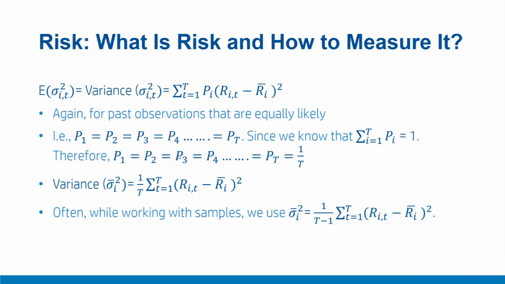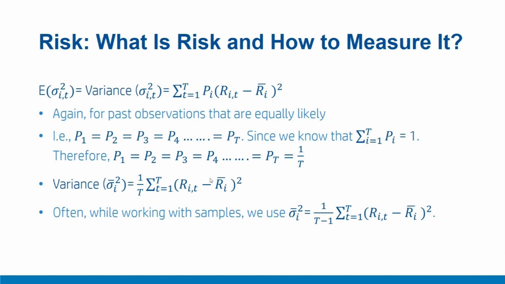Now, in this formula of variance, where we are multiplying probabilities with squares of returns deviated from the mean, we'll again make similar assumptions as we made in the case of returns. That is, if all the past observations are equally likely, that is P1 equal to P2 and so on. And we also know that summation Pi equals 1 because the summation of all the probabilities has to be 1, and therefore P1 equal to P2 and so on up till PT equal to 1 upon T. We can simplify the variance formula as shown here, which is 1 upon T summation (Rit minus Ri bar) raised to the power 2.